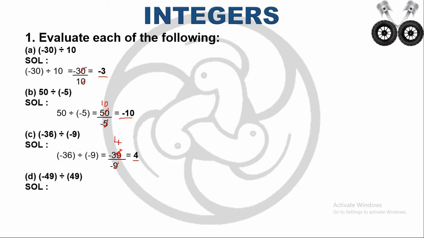Subdivision D, minus 49 divided by 49. Here 49 and 49 are equal, so I can cut. The answer is 1. In the numerator I have the negative sign and in the denominator I have the positive sign. That means the two integers have different signs, so I have to put the negative sign. So the answer is minus 1.